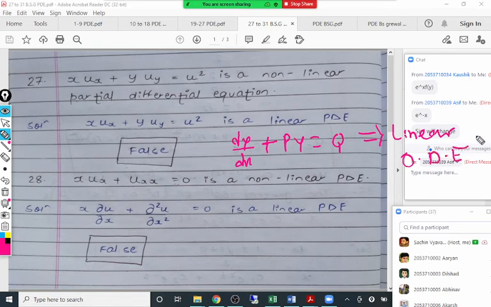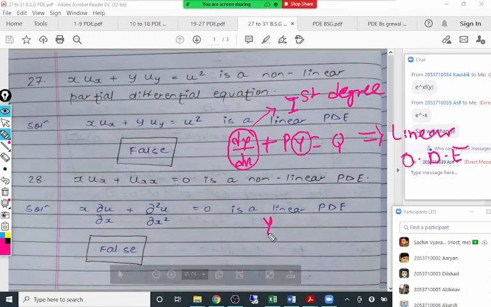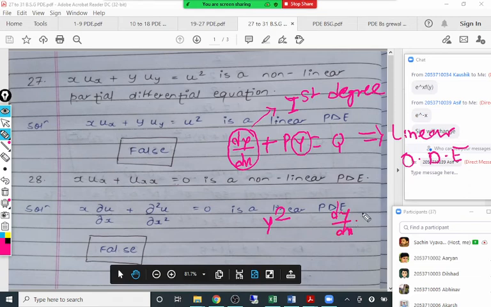Why is it linear? Because the dependent variable, sorry, this is y, and its differential coefficient both occur in first degree, and there should not be a term of y square. There should not be a term of dy by dx into y like this. If a y square term or y into dy by dx appears, it becomes non-linear.